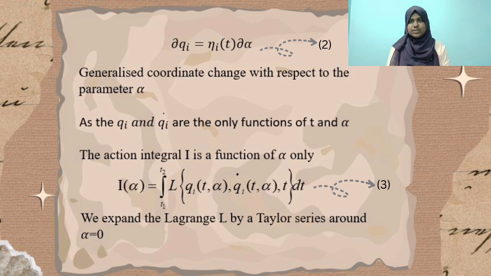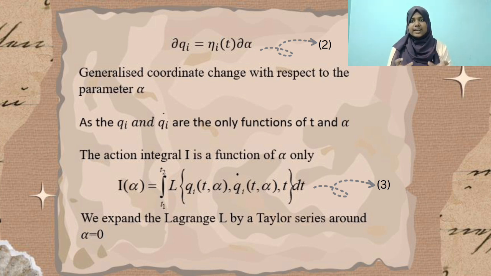This equation shows how the generalized coordinate changes with respect to the parameter alpha, as q_i and q_i dot are only functions of t and alpha, which means that the generalized coordinate and the time derivative depend only on time and the parameter alpha. So the action integral I is a function of alpha only. So the equation becomes I(alpha) is equal to the integral from t1 to t2 of L(q_i(t, alpha), q_i dot(t, alpha), t) dt. We are labeling this equation as 3.